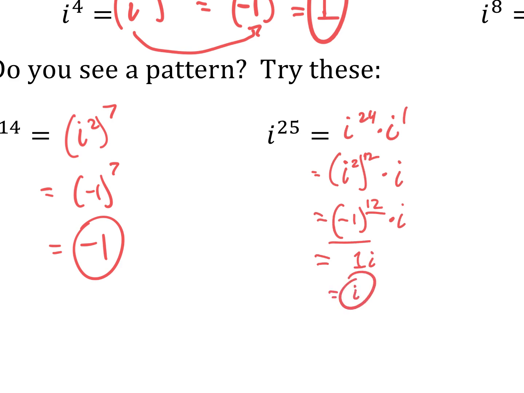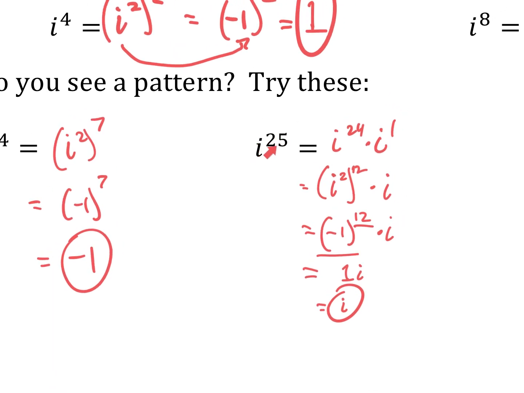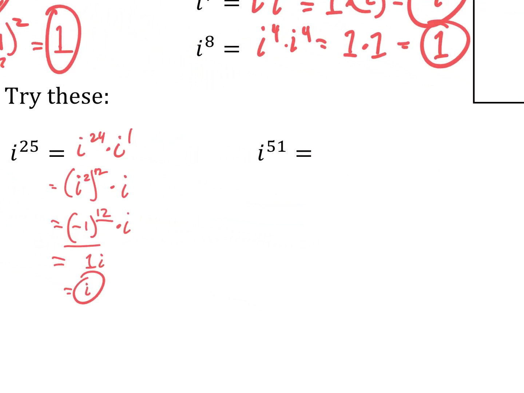See how that works? You could also, by the way, say that there's a bunch of i to the 4ths, because we know i to the 4th is positive 1, right? So there's a bunch of i to the 4ths and 1 extra. If you divide 25 by 4, you have 1 extra. Okay?